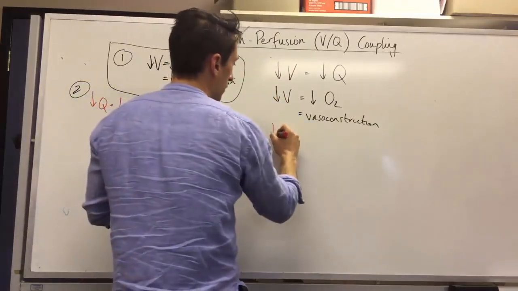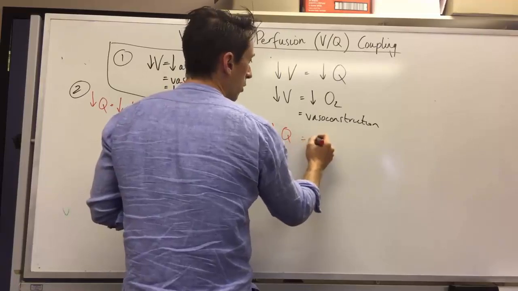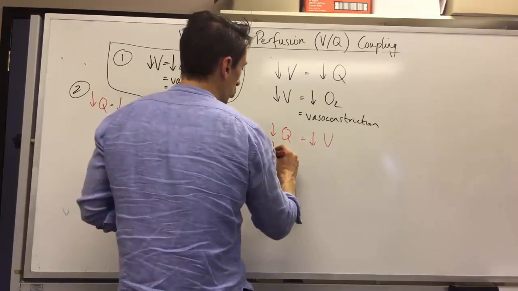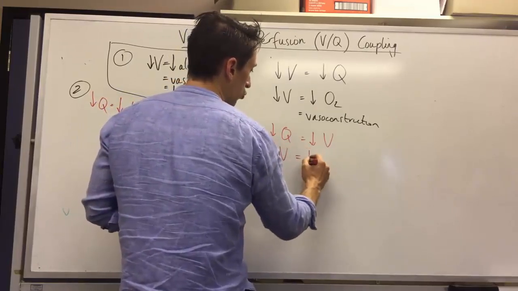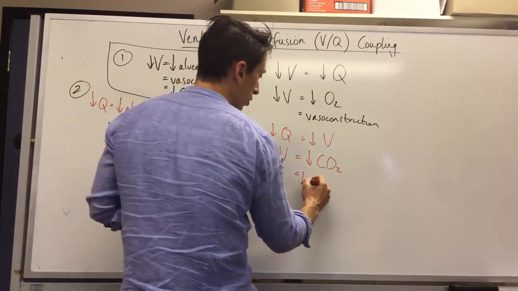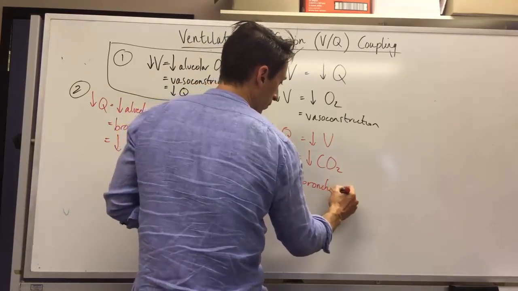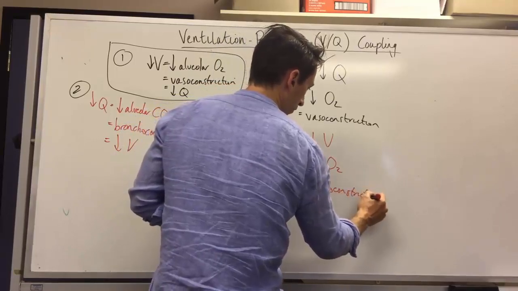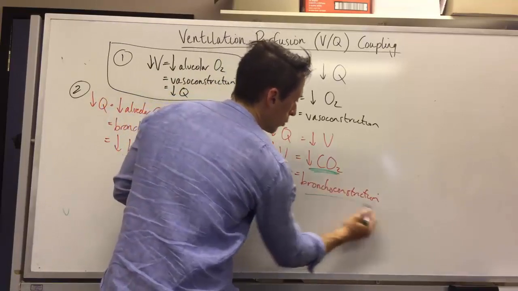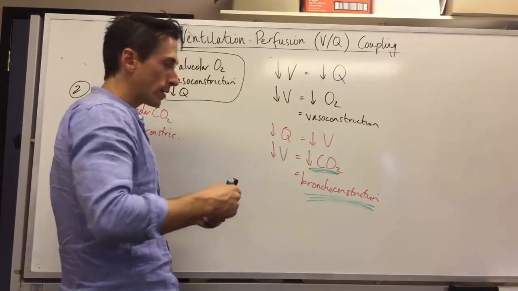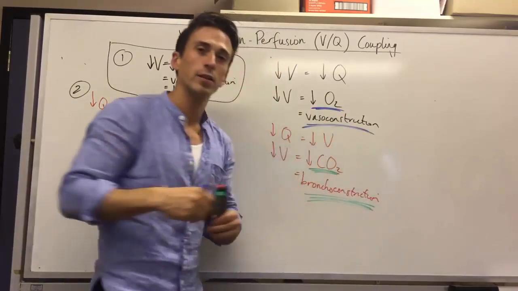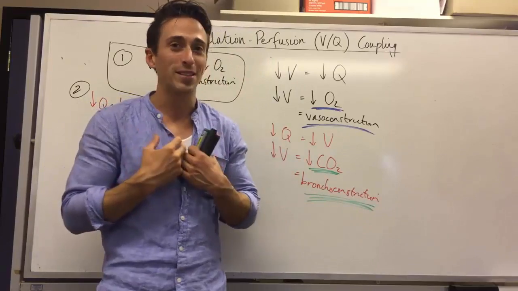Next point is, if there's a drop in perfusion, we want to get a drop in ventilation. Okay? And that the drop in ventilation results in a drop in carbon dioxide. This results in bronchoconstriction. So, CO2 is responsible for changing the diameter of the airways, and O2 is responsible for changing the diameter of the blood vessels. I'm sorry that took so long, but I hope that makes sense.